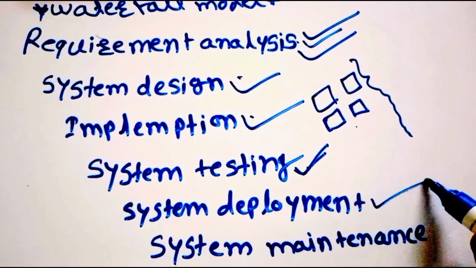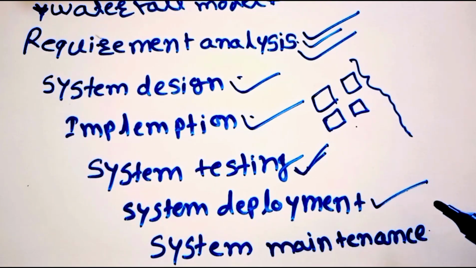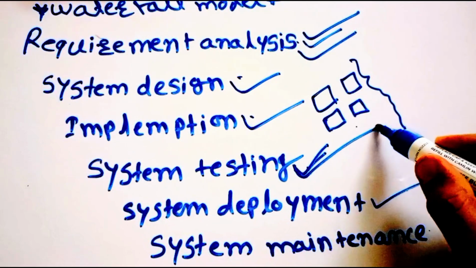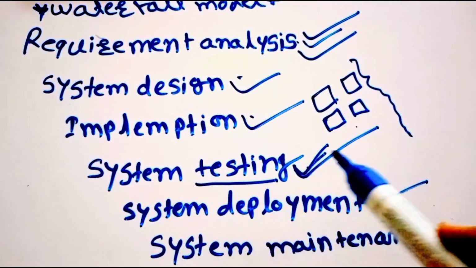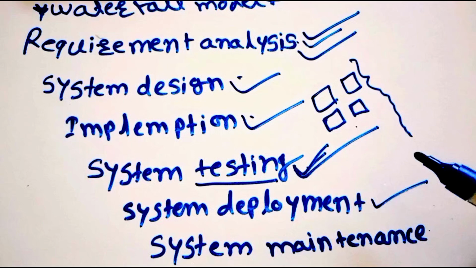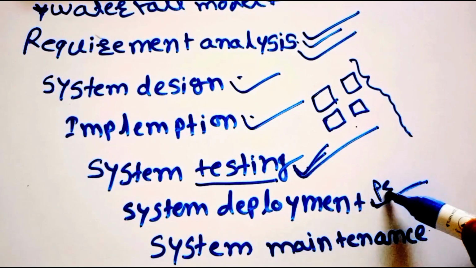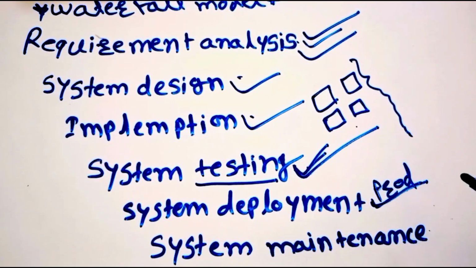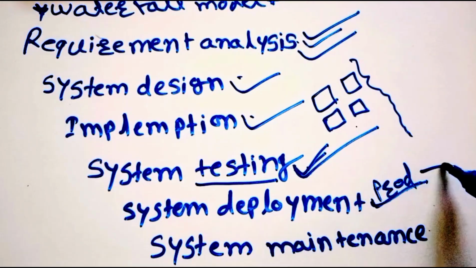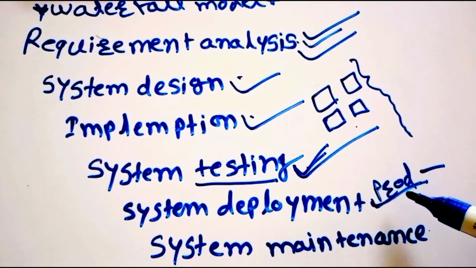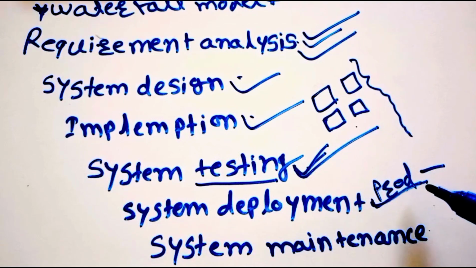Then the deployment phase starts. Once the testing phase is complete, the deployment phase starts. The software is deployed to the production environment, where it will be used by the end user. This is when it becomes available to the end user.